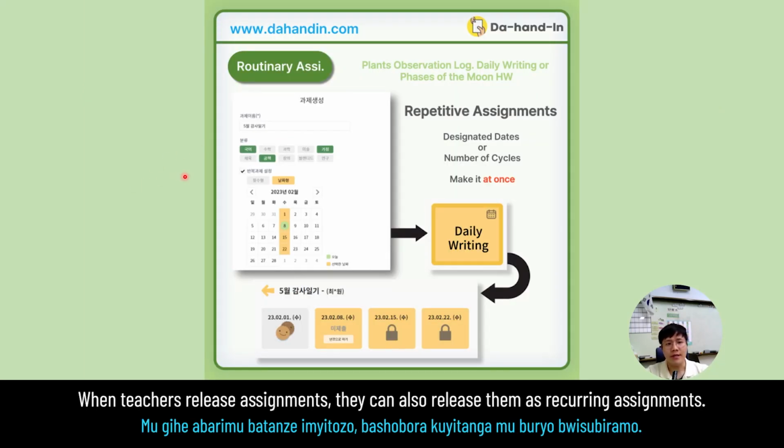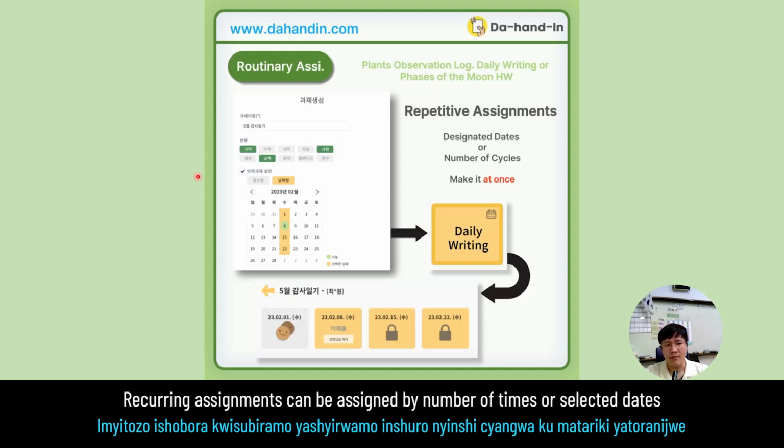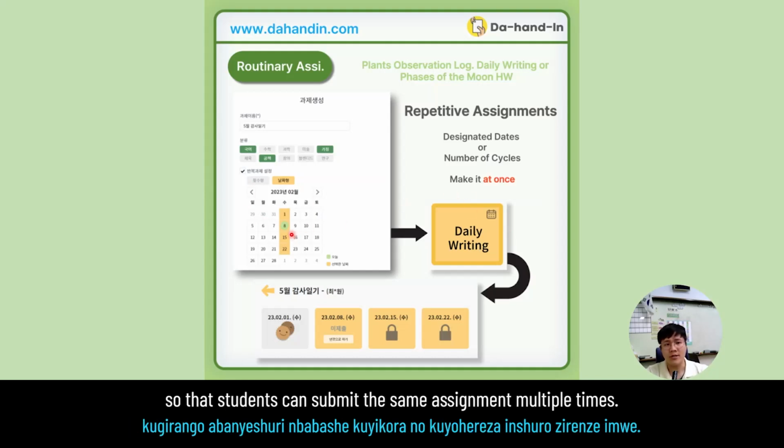When teachers release assignments, they can also release them as recurring or repetitive assignments. Repetitive assignments can be assigned by number of times or selected dates, so that students can submit the same assignments multiple times.